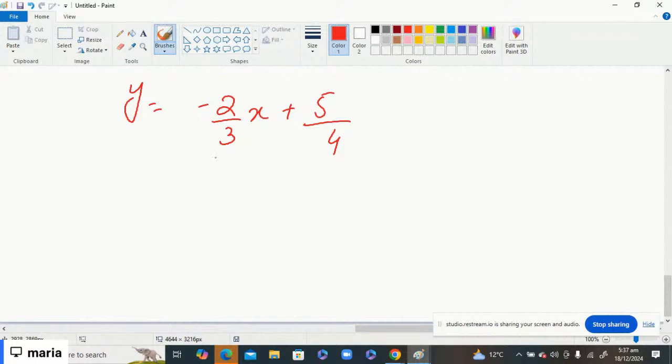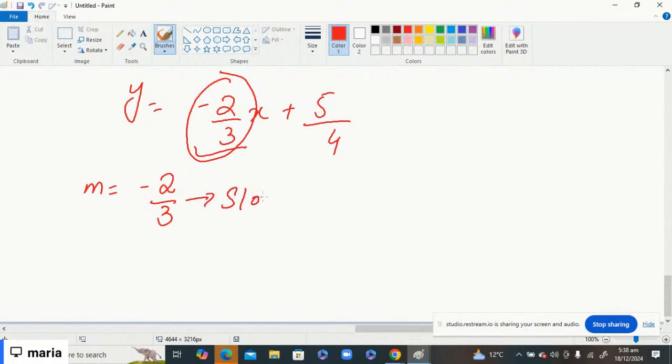So what is slope here? Which is minus 2 by 3. Anything that is multiplied with the x, that is your slope. Remember that thing. So here is your slope, minus 2 by 3. That is the slope. Okay.